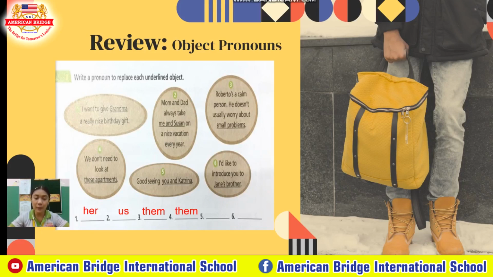Next, number 5. Good seeing you and Katrina. So you and Katrina, you can change into you only. So you, both person or one person is equivalent to you. Good seeing you. Next, our last sentence, I'd like to introduce you to Jane's brother. Jane's brother. So this one changed to him. I'd like to introduce you to him. So that's it, everyone. This is our review for today's lesson.